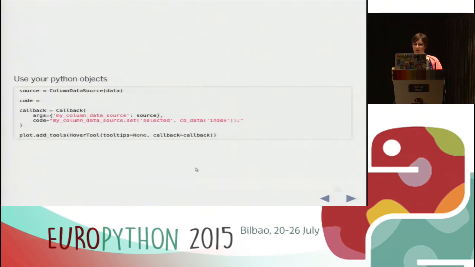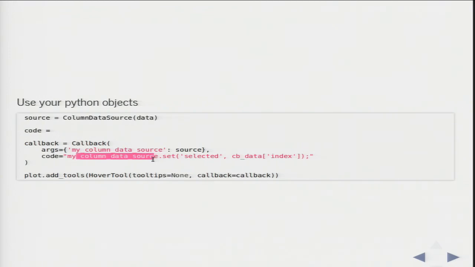Here is an example of how to use the callback. Excuse that typo where it just says code equals blank there. So let's say we make a callback, and we have some code like change the selected value to a new thing, and now instead of just adding a hover tool, we add it with our callback. What's exciting here, and is a little hard to see, but when you get used to it, you realize how magic it is, I've passed in these arguments. I've given a name, my column data source, and I've passed in the Python object. So now in my JavaScript code, I can use my column data source as a JavaScript object, and I can start playing with it.